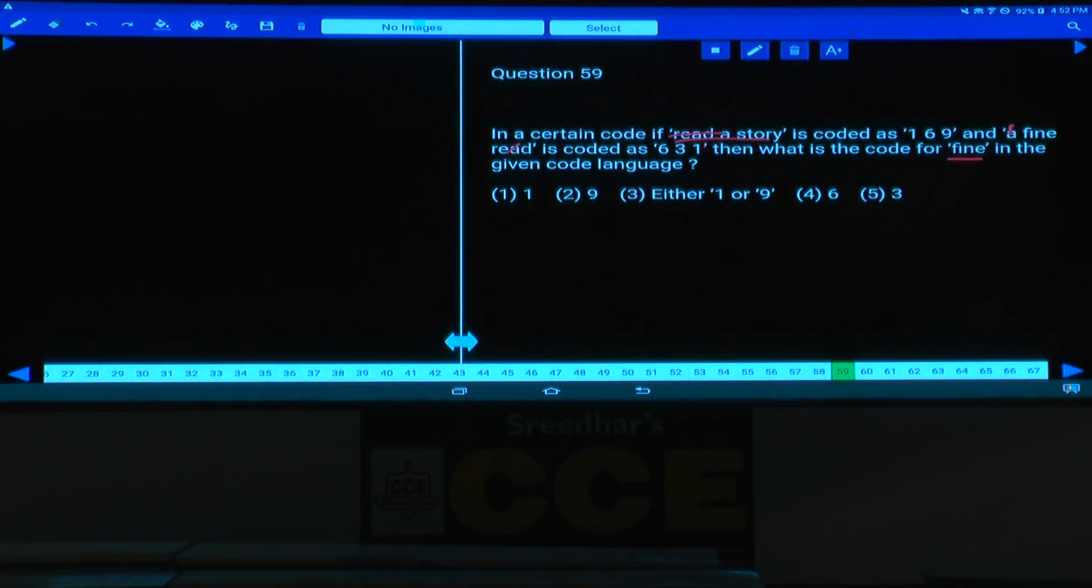169, 1 and 6 are common. Then what is left over here? Then fine is the word left over. And what is the code to this left over? Fine, 3 is the code. Hence 3 is the answer. Are you following this one or not? Now between these two, A and red are the 2 words common, 2 codes are common. Finally, only fine is left over and the code which is left over is 3. Hence the code to the word fine is 3.